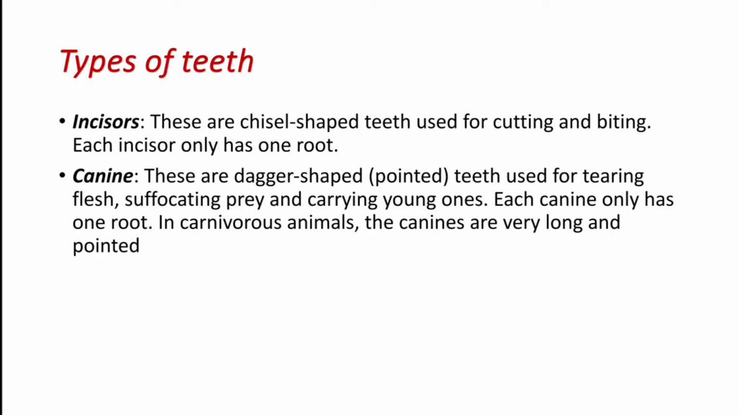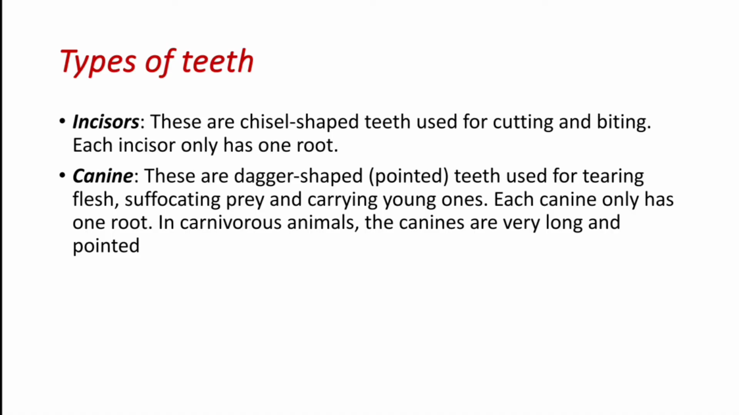What of canines? These are dagger-shaped teeth, which is dagger-shaped pointed. These are dagger-shaped pointed teeth used for tearing flesh, suffocating prey, and carrying young ones. Okay, so in animals like lions, the canines are so long and they are used to carry young ones. You find that a lion carries its cub in its mouth. The canines in that moment are the ones that are being used to carry those young ones. So they are used for carrying young ones, suffocating prey, as well as tearing flesh.